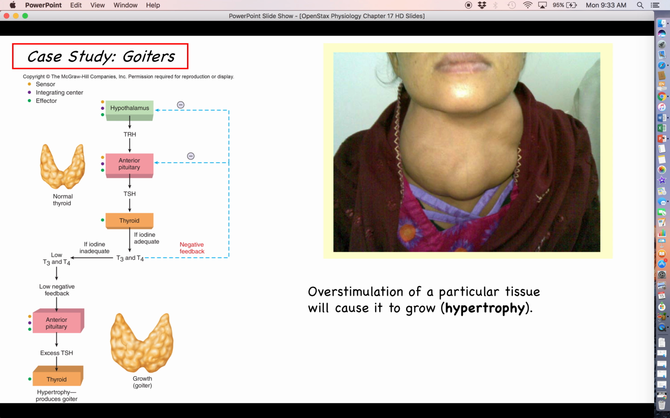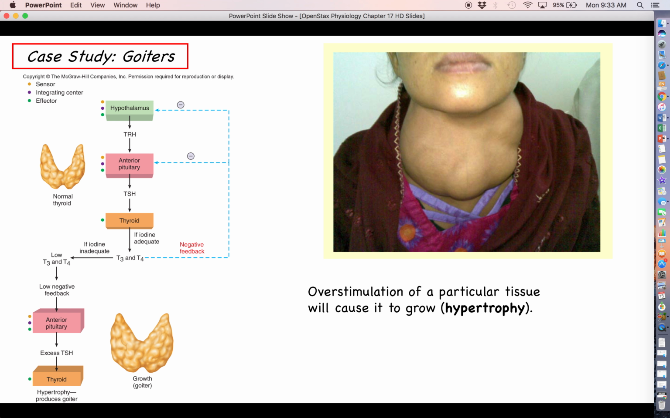So speaking of a case study, let's talk about goiters. So goiters are not the most appealing thing to look at in the world. So basically what a goiter is, is a very swollen thyroid. So in this picture here, you have a woman who is experiencing a goiter, basically an abnormal growth of thyroid tissue. So with that being said, let's talk about what might cause a tissue or a gland to swell up like that. So one of the most common causes of goiters is iodine insufficiency.